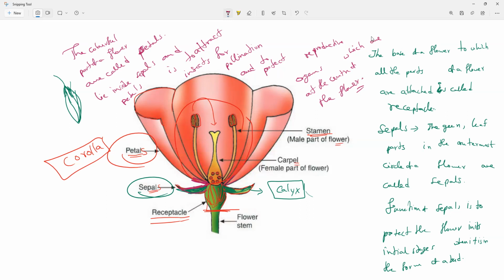Are you clear, everybody? So please write it. Any doubt, you can ask me. So three parts you studied: receptacles, sepals, and petals. Then the male reproductive part, and then the female reproductive part. We are going to start. So what is the male reproductive part, everybody? Stamen. So let us see what the structure of stamen is and how it produces. All these things we are going to see now.